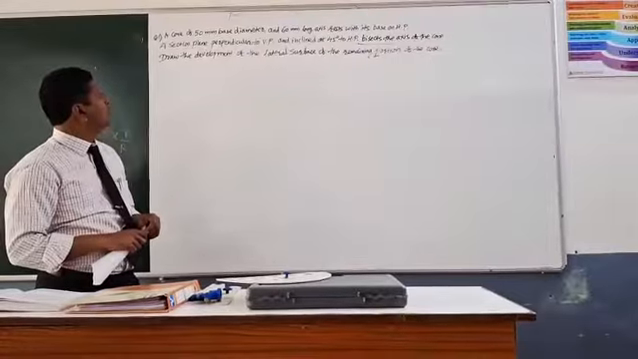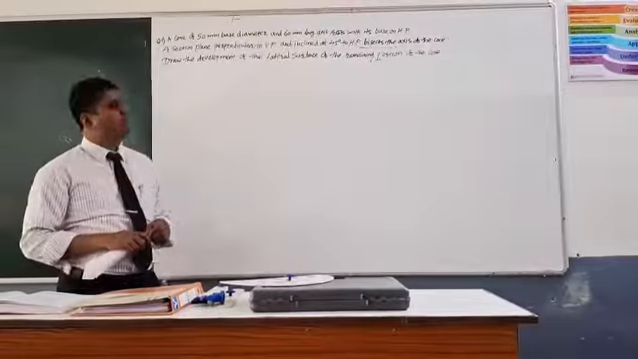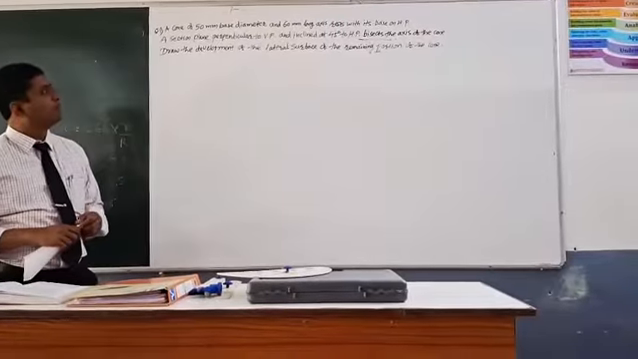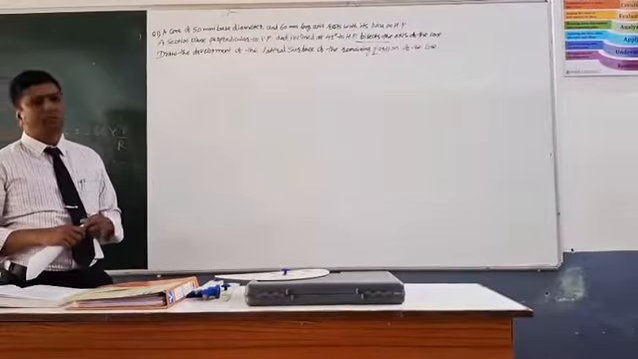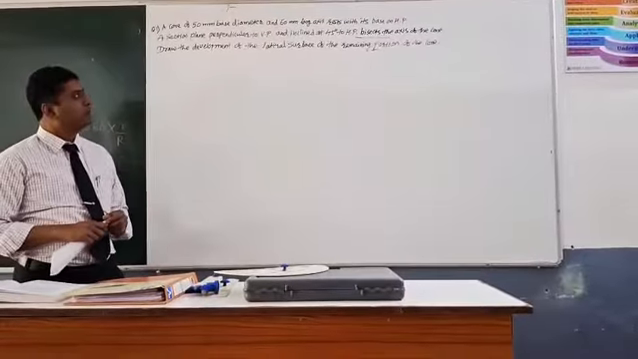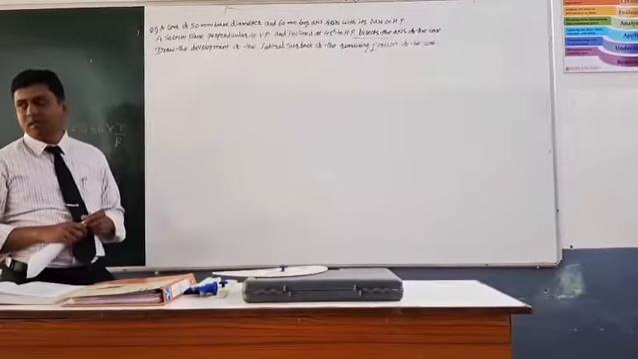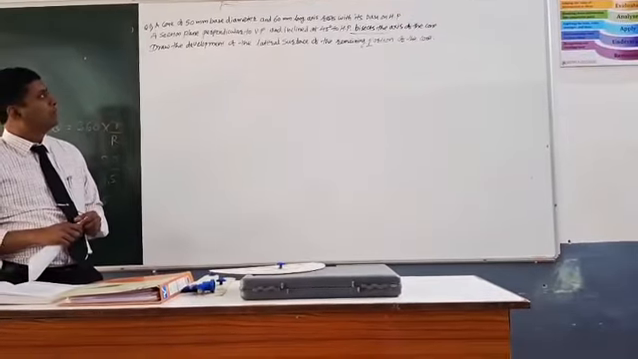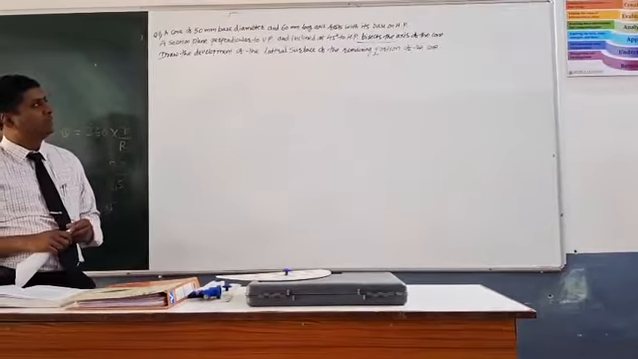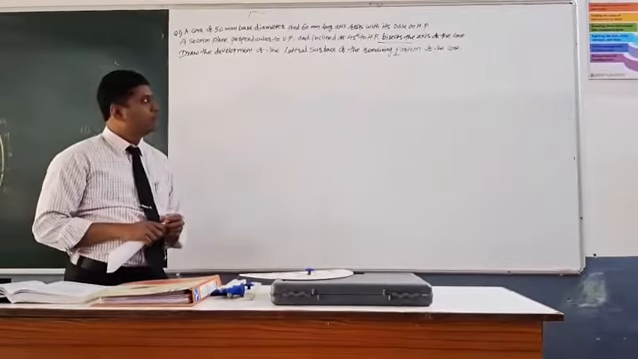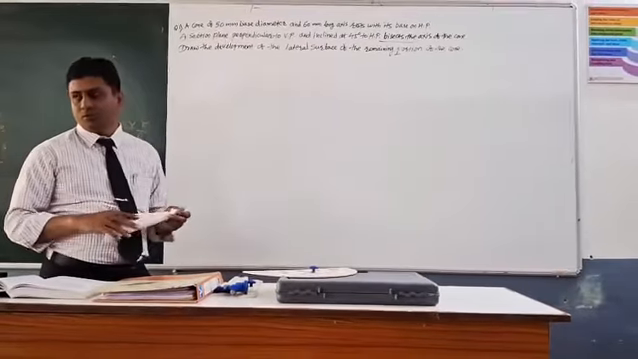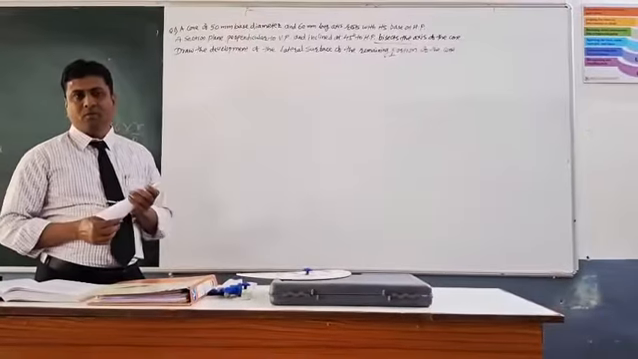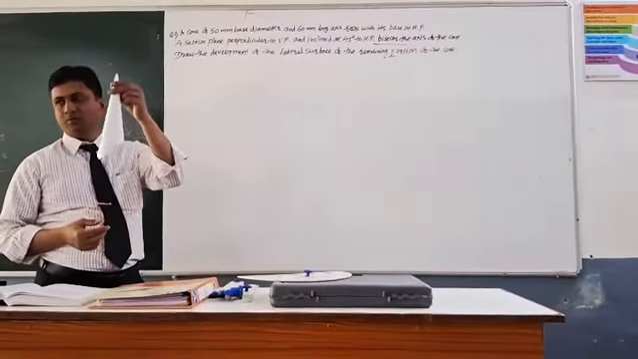Question is given: a cone of 50 mm base diameter and 60 mm long axis rests with its base on HP. A section plane perpendicular to VP and inclined at 45 degree to the HP bisects the axis of the cone. Bisect means what? Now this is the cone.